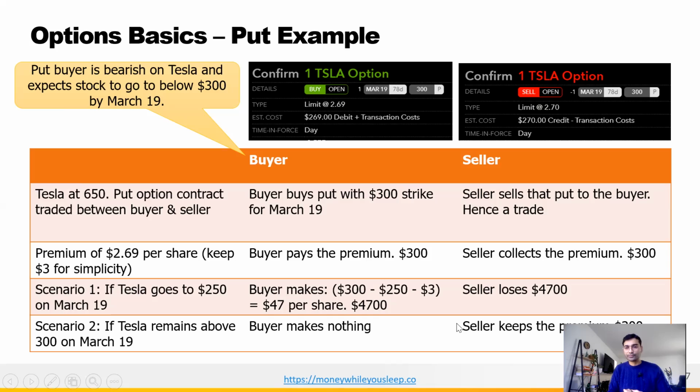Any questions, guys? So what else, Tesla, if it goes to 600 on March 19th, what happens to the seller? The buyer will become zero, right? If it goes to 600? If Tesla stock remains above 300, 500, 600, 800, the buyer is not going to make anything. But the seller will get only 300. Yes, if it goes to 700 also, he will get only 300.